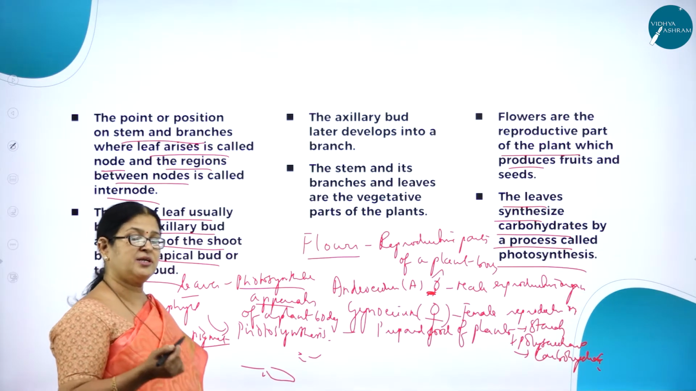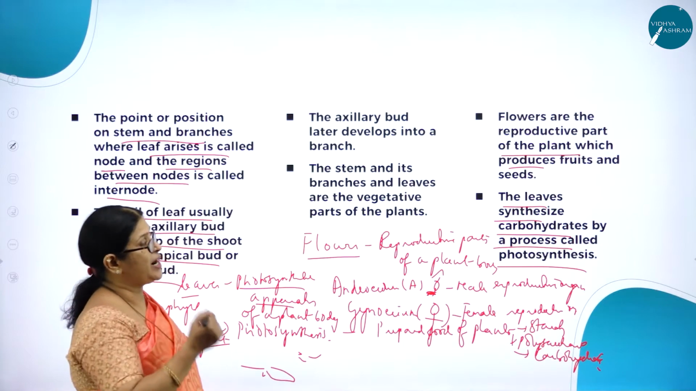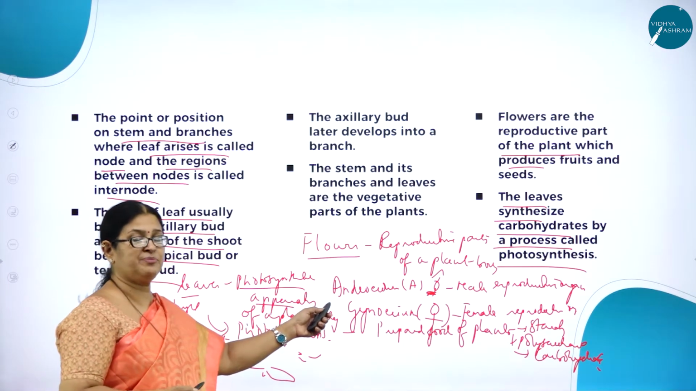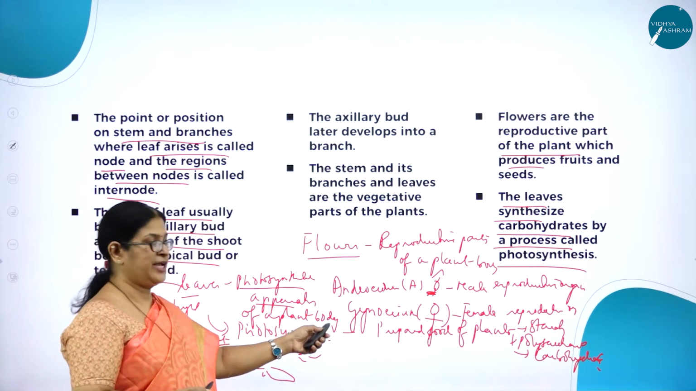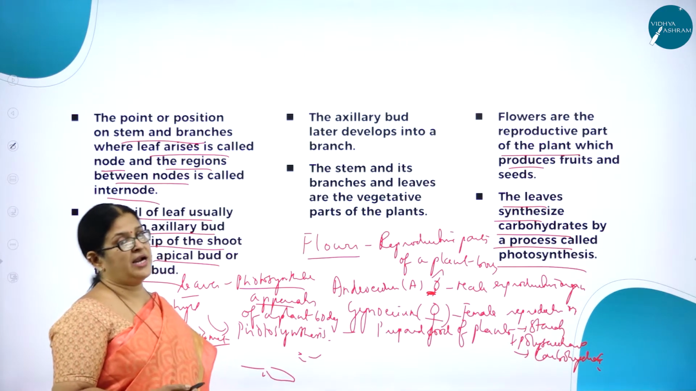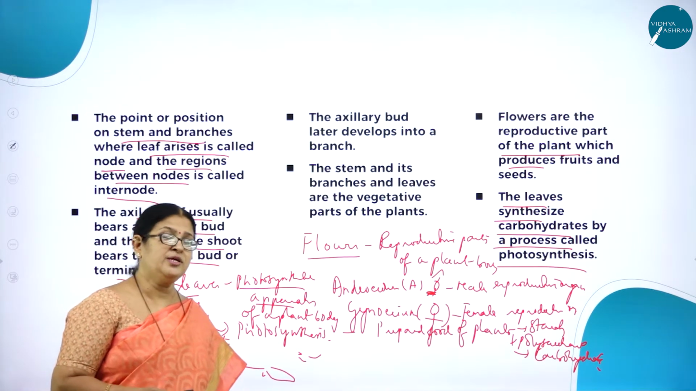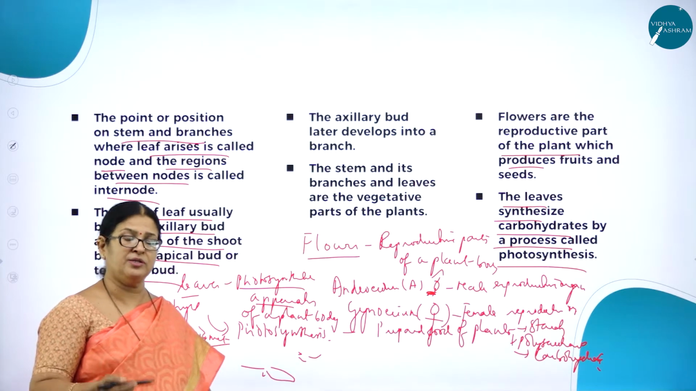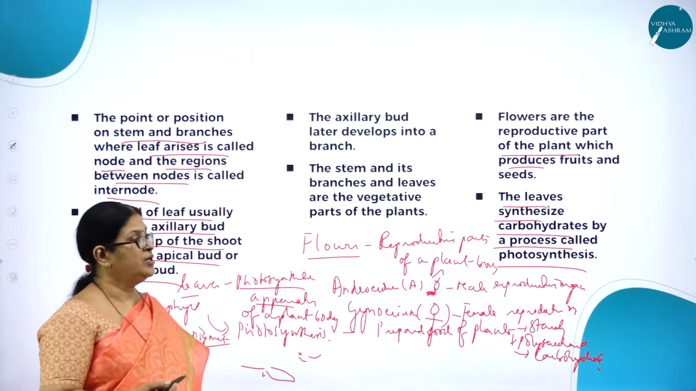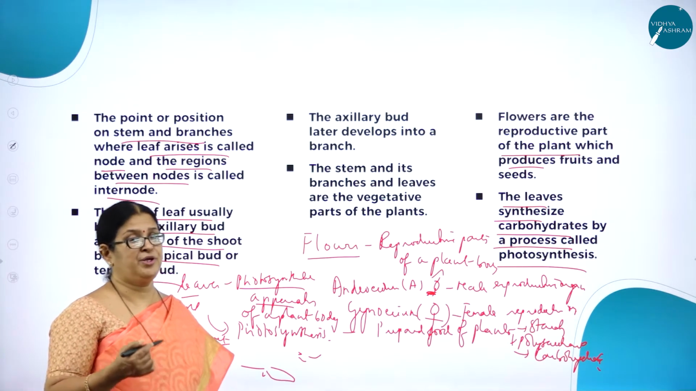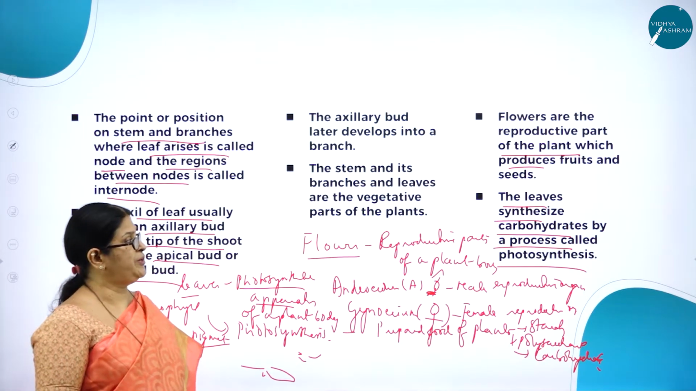Why? Because flowers are the reproductive part of a plant body which bears the androecium, the male reproductive part, and the gynoecium, the female reproductive part, and after the fusion they form the zygote. The zygote develops into what? The zygote develops into an embryo. So the ovary will develop into a fruit, and the ovules will develop into seed.